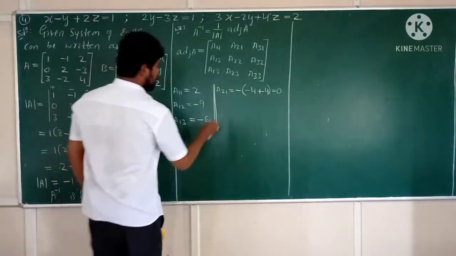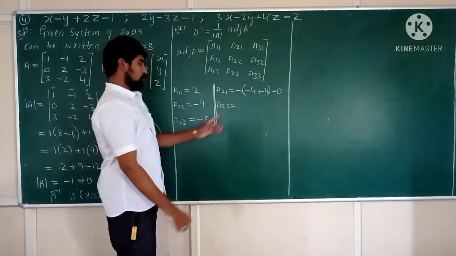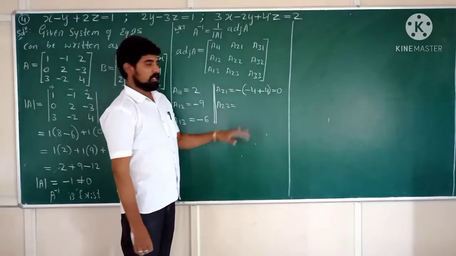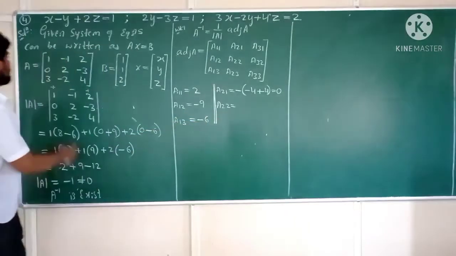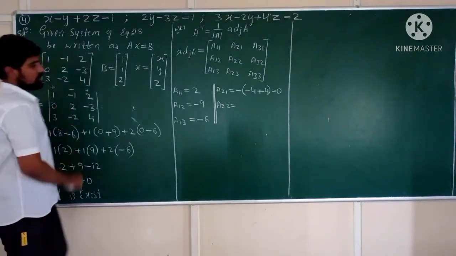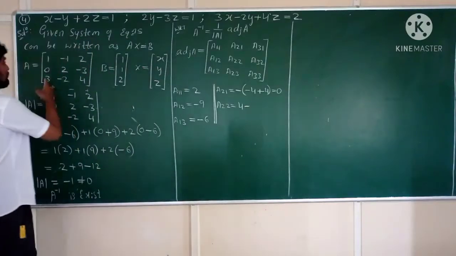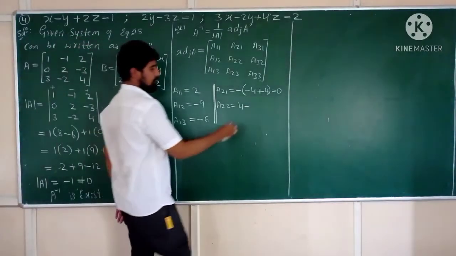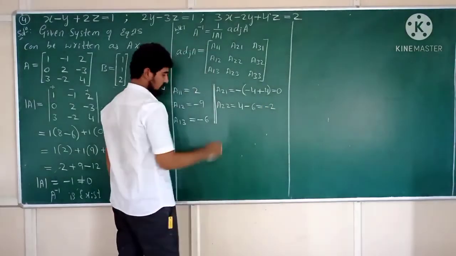And next, the value of A22. 2 plus 2 is even, no need to multiply by minus, and it is obtained by deleting the second row, second column. After deleting this, the remaining elements are 1, 2, 3, 4. 1 into 4 is 4, minus 3 into 2 is 6. So 4 minus 6 is equal to minus 2.